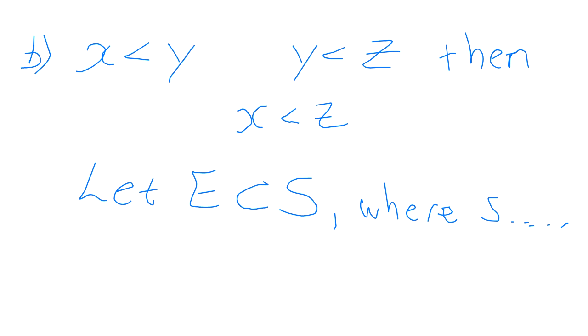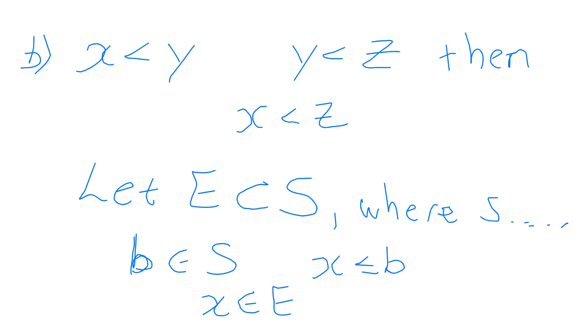Part A. If there exists an element B in S such that x is less than or equal to B for all x in E. It sounds like it's going to run about, but you have to be careful. Let me say it again. If there exists an element B in S such that x is less than or equal to B for all x in E, then we say E, set E, is bounded above.